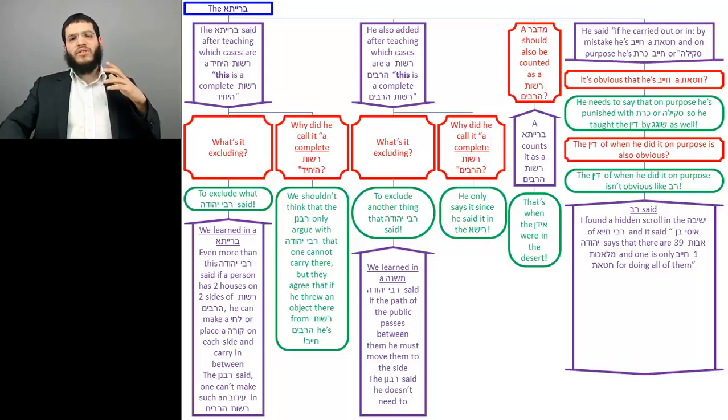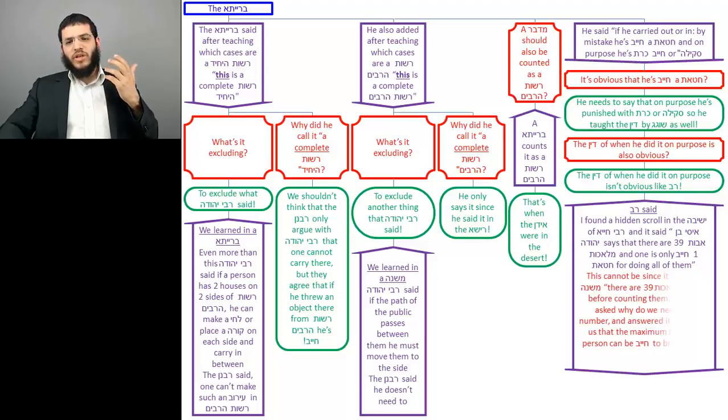So this case of Rav is that Rav said, matzasi megillah setarim b'veis Rabbi Chiya. Rav said that he found a hidden scroll in the Beis Medrash of Rabbi Chiya, and it said in the scroll that avos melachos arba'im chasar achas. There are 39 avos melachos, and a person's only chayav for one of them. Ve'eino chayav ela achas. A person's only chayav one korban for doing all those melachos.